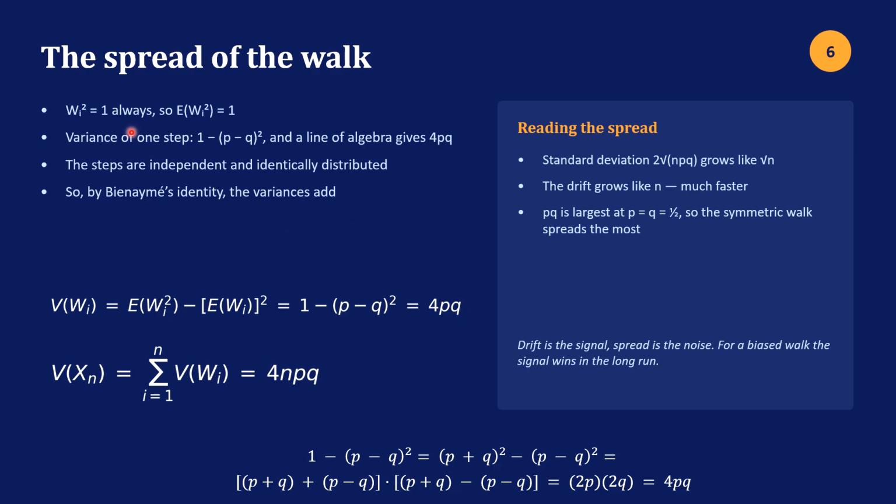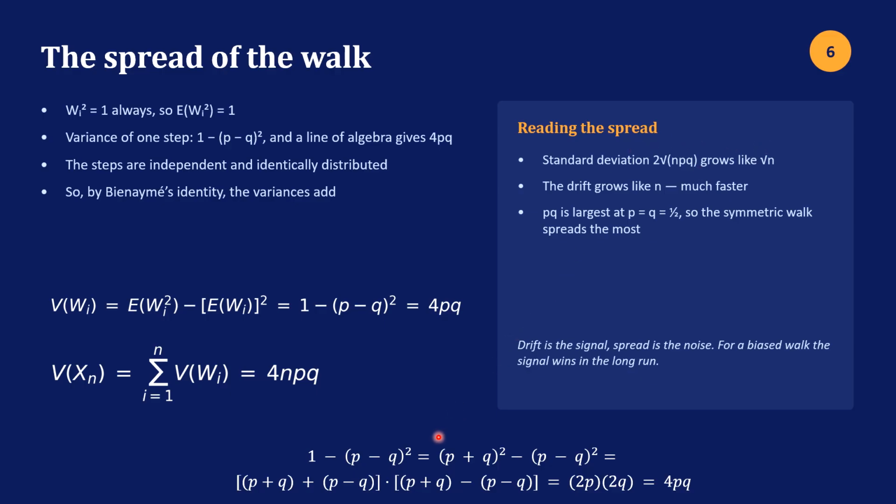Now each step is independent, and they have the same Bernoulli distribution. So we can just sum up the variances by Bienaymé's identity. That's what I'm showing here. The variance of x sub n is just the sum of these different Bernoulli variances, and it's n of these, so it's 4npq. And the standard deviation is the square root of this, so it would be 2 times the square root of npq, which I've shown here.